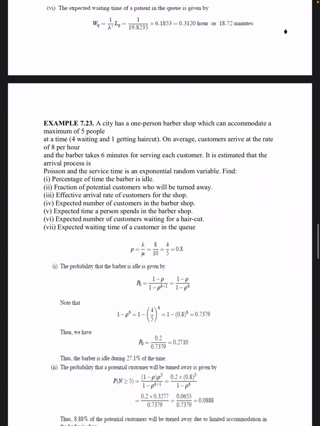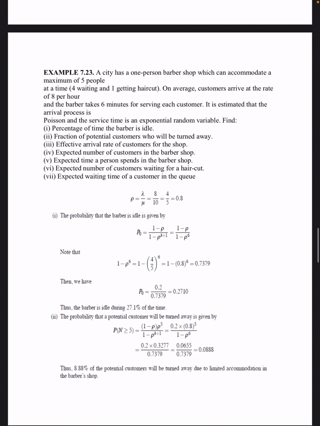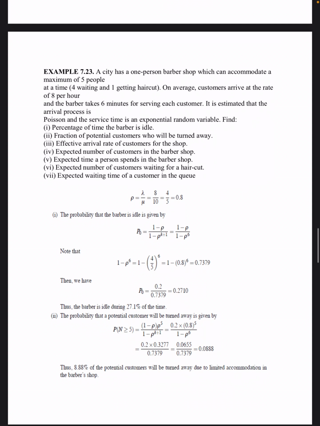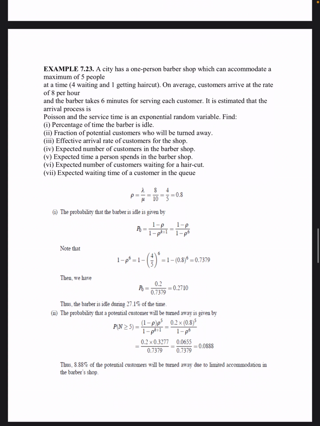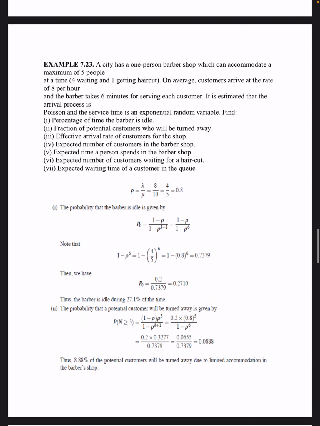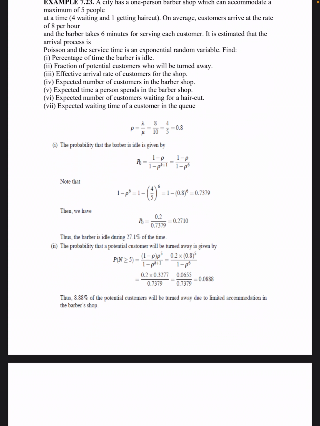Find the percentage of time the barber is idle, the fraction of potential customers who will be turned away, the effective arrival rate of customers for the shop, the expected number of customers in the barber shop, the expected time a person spends in the barber shop, the expected number of customers waiting for a haircut, and the expected waiting time of a customer in the queue.